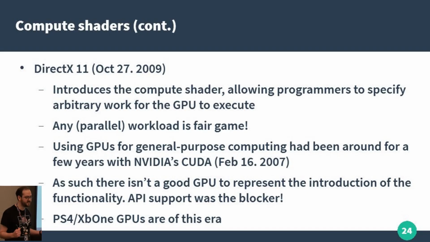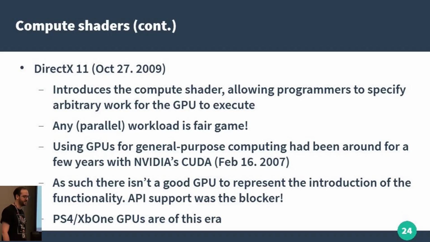This is an amazing godsend because there are so many workloads that are parallel, like workloads where the order of operations on the elements doesn't matter, and literally any workload that meets that requirement can be put on a GPU thanks to compute shaders. So that's just super exciting. There's not really a good GPU to represent the introduction of this functionality because API support was ultimately the blocker in terms of being able to do programmability like this.